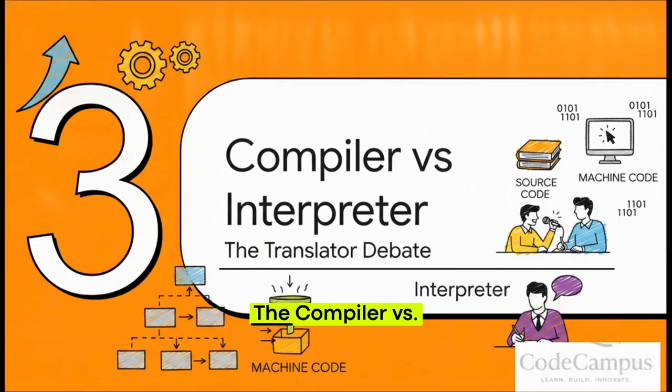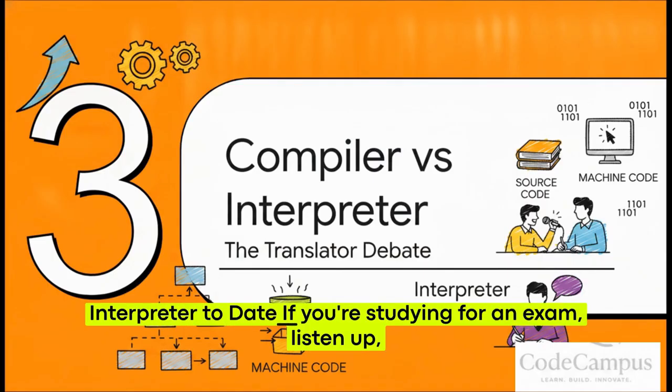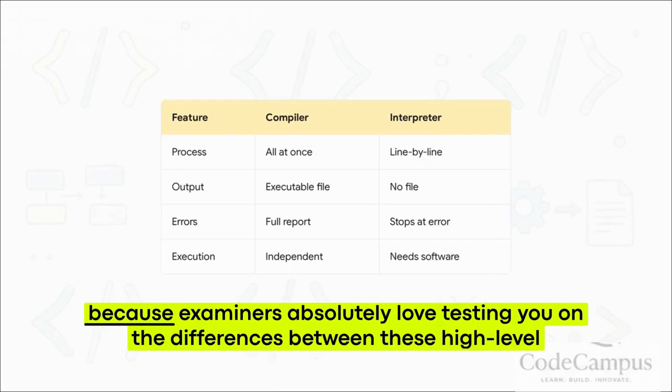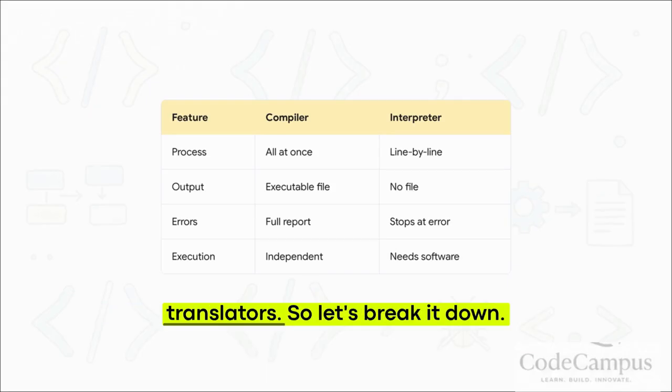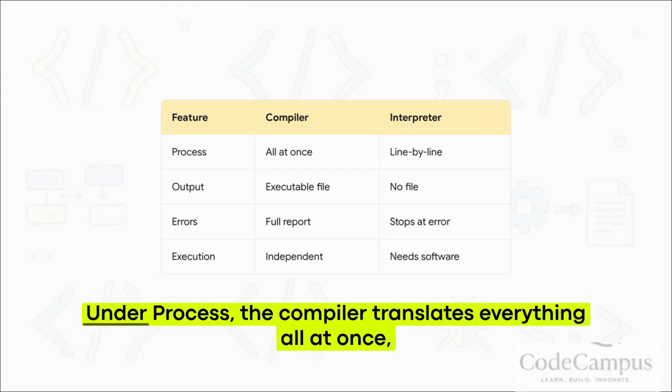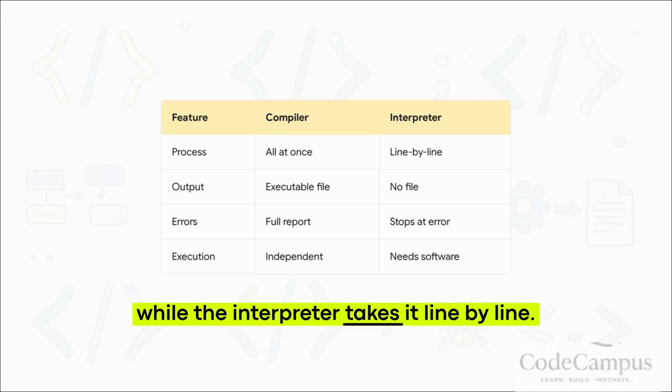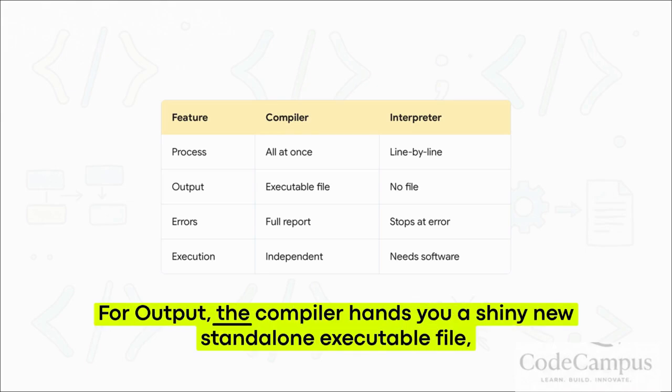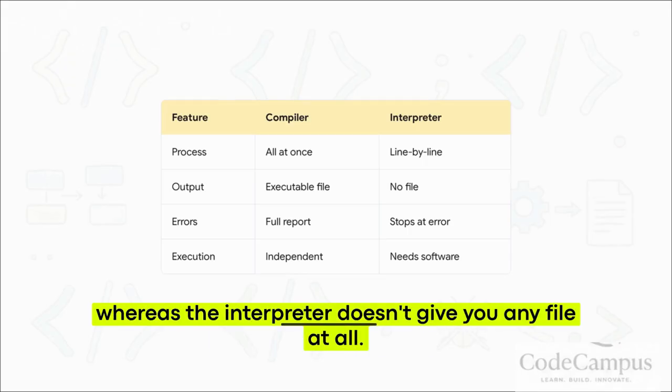Section 3. The compiler versus interpreter debate. If you're studying for an exam, listen up, because examiners absolutely love testing you on the differences between these high-level translators. So let's break it down. Under process, the compiler translates everything all at once, while the interpreter takes it line by line. For output, the compiler hands you a shiny new standalone executable file, whereas the interpreter doesn't give you any file at all.